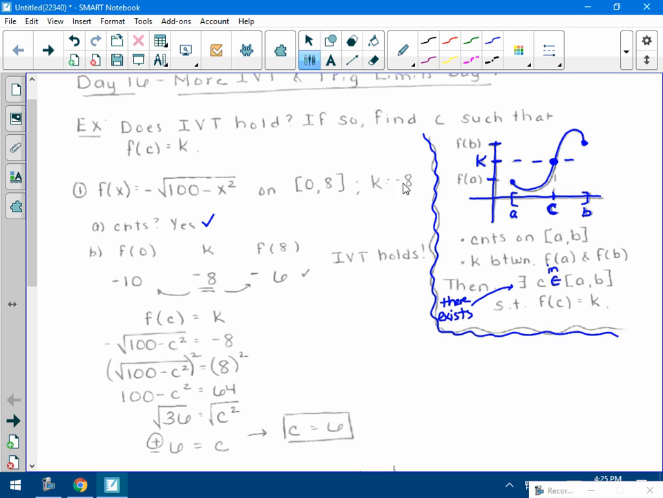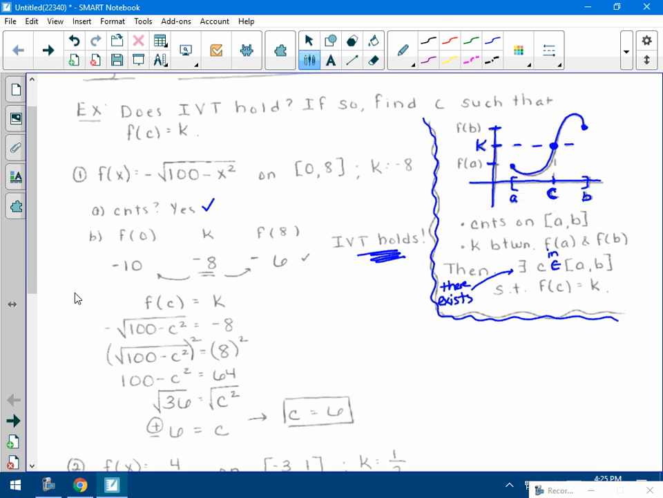Is this value of negative 8 between f of 0 and f of 8? If I plug in 0, I get negative radical 100, which would be negative 10. If I plug in 8, 100 minus 64 is 36, so negative radical 36 is negative 6. And negative 8 sure is between negative 10 and negative 6, so the intermediate value theorem holds. That means I should be able to find a c value between 0 and 8, where f of c equals negative 8.